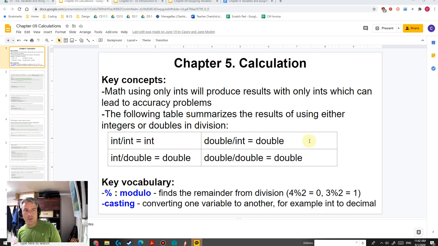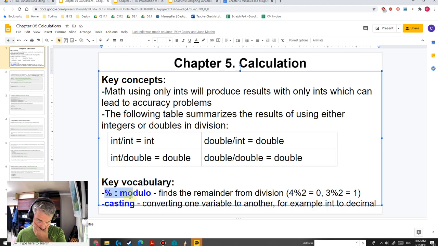Okay, so calculations part. Last time in chapter 4 we defined some variables, but we weren't able to do much with them. Now in chapter 5 we can actually do some calculations. The key point in here is that we have two types, to begin with at least. Modulo is definitely important a little bit later, as is casting, but first let's understand how we do calculations with these different types of numbers.